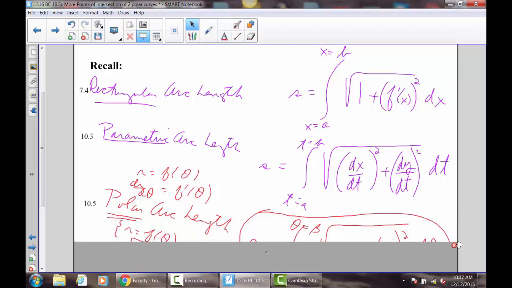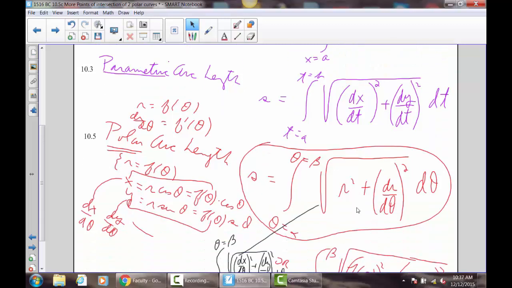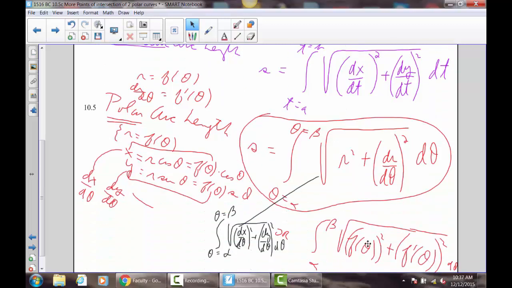For polar, it's really going to be quite similar. Let me show you this one first. What you have is, instead of t, it's theta. So instead of a and b, we'll say theta goes from alpha to beta. And you have the square root of the square of f of theta. If you think about it, if r equals f of theta, then dr d theta equals f prime of theta.